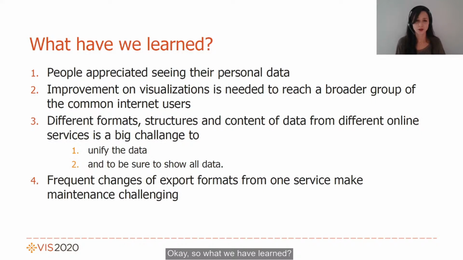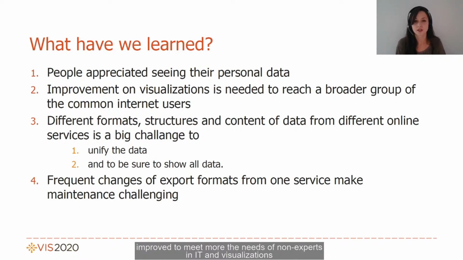Okay, so what have we learned? We were really happy to see that the possibility to visually explore their own personal data received a positive resonance from the users. However, to reach a broader group of common users, the visualizations still have to be improved to better meet the needs of real non-experts in IT and visualizations.